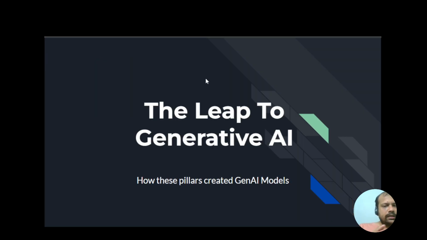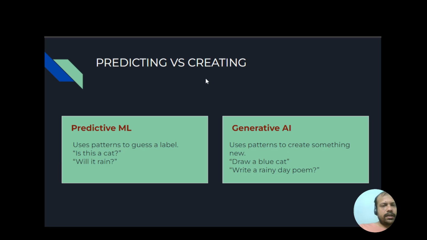Now, how does this lead to generative AI? Because we are focusing on generative AI, how does all this discussion boil down to it? Earlier you used to predict something. Now generative AI, as we discussed, is creating something for you. So how are you leveraging it?